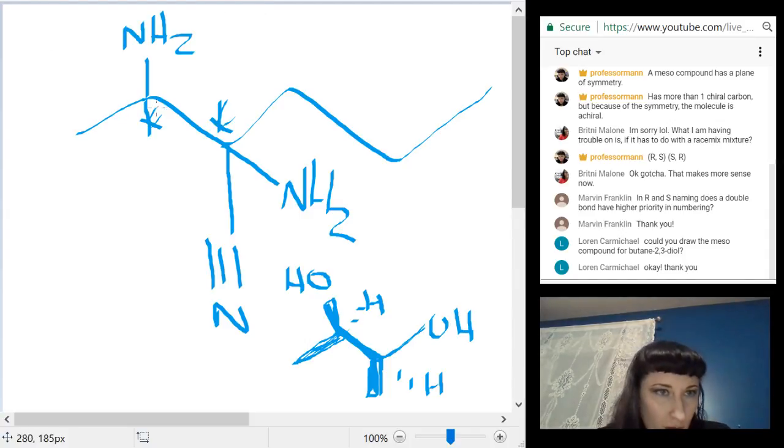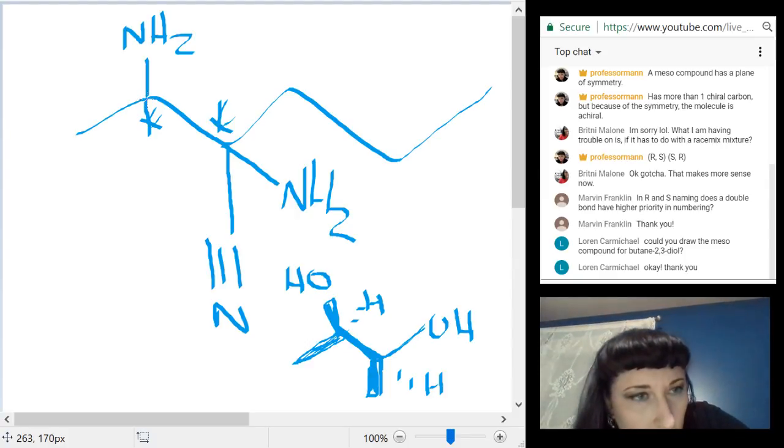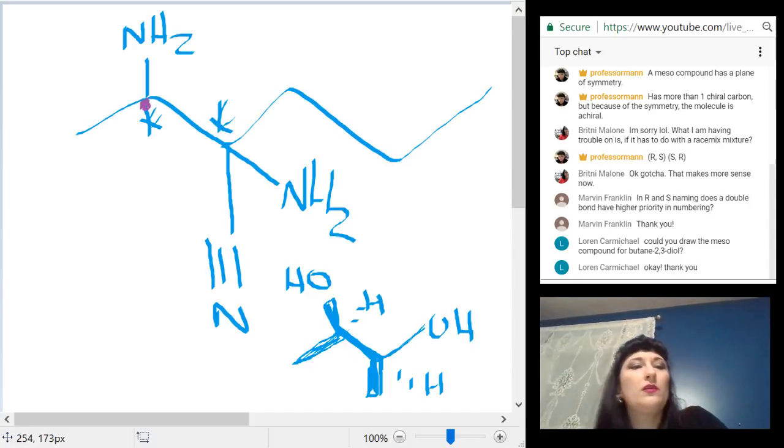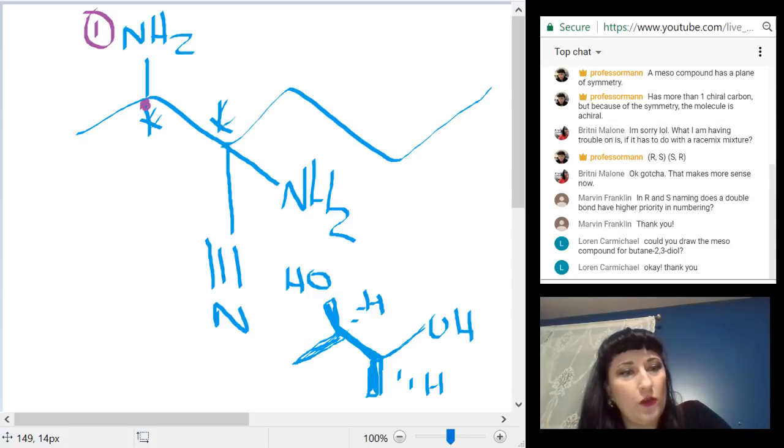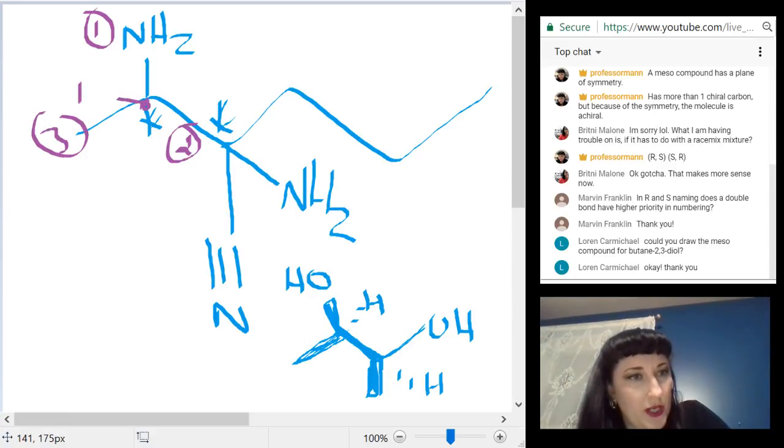All right. So if I'm looking at this carbon here, the nitrogen would have highest priority, followed by the big mess of stuff over on that side, and then the carbon, and then there's a hydrogen there that's not shown, that would be number 4.